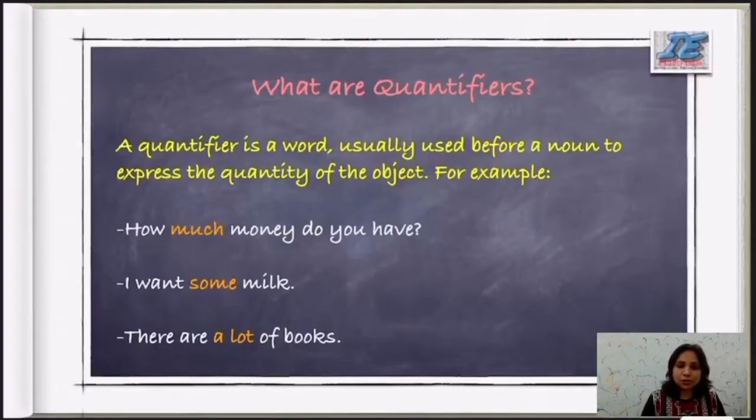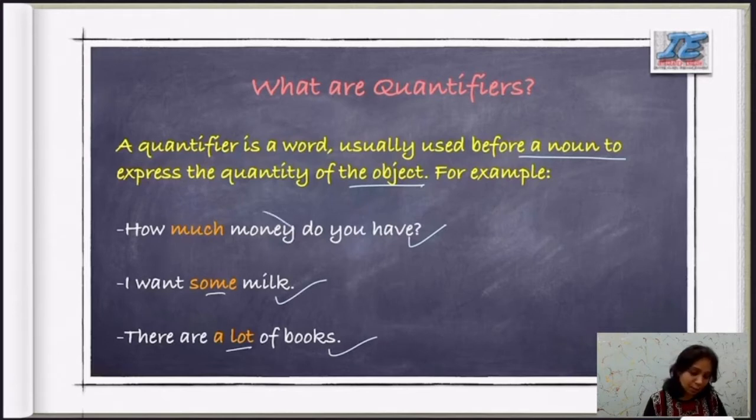So the question that first comes to our minds is, what are quantifiers? The answer is that a quantifier is a word usually placed before a noun to express the quantity of the object or the noun which we are talking about. For example, how much money do you have? I want some milk. There are a lot of books. The words highlighted here, much, some, a lot, they all talk about the quantity of the noun. And the nouns are money, milk and books.